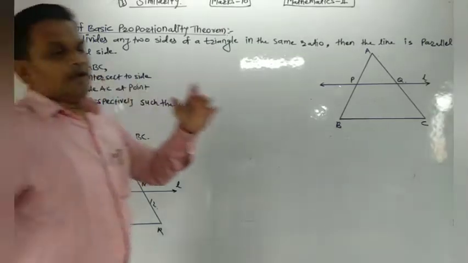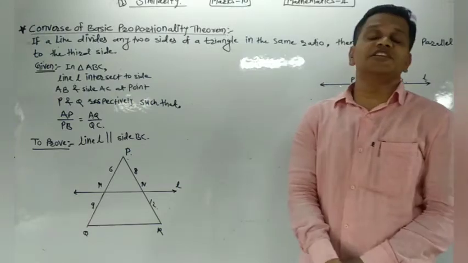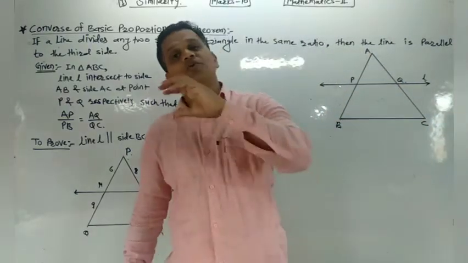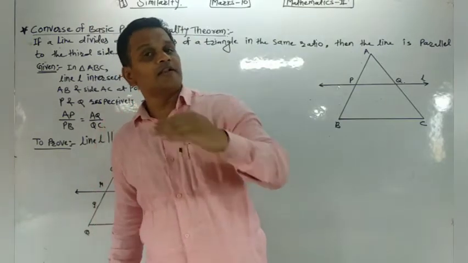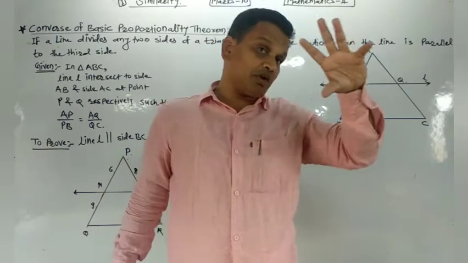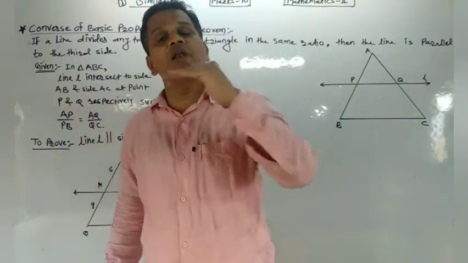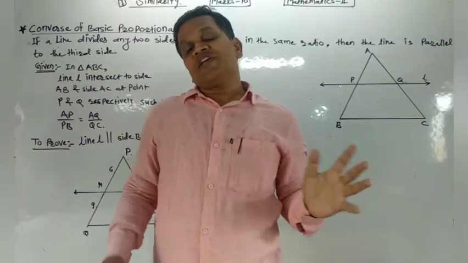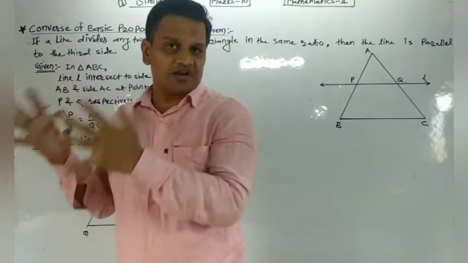Now friends, let us study the converse of the basic proportionality theorem. Do you know the basic proportionality theorem? If a line is parallel to a side of a triangle and intersects the other sides at distinct points, then the line divides those sides in the same ratio, or divides in proportion. It means divided in equal ratio. In the BPT, if a line is parallel, then ratios are equal.